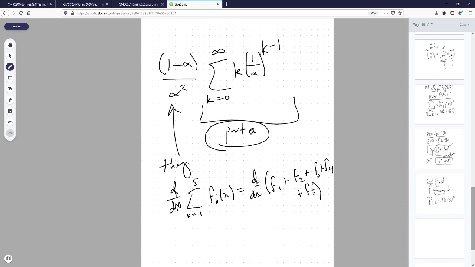Anyway, so for finite sums, there's no problem with this. The real problem is when you take the limit as n goes to infinity and replace 5 with n. The question is, does this remain true? And the answer is sometimes. Well, as I'm saying, technically none of this is Calc 2.